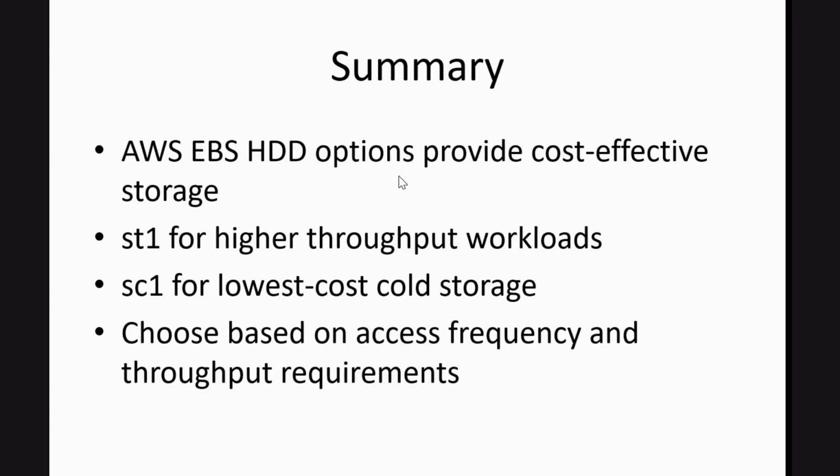Summary of what we have seen: AWS EBS HDD options provide cost-effective storage compared to SSD. ST1 is for higher throughput workloads, SC1 for lowest cost cold storage. Choose based on access frequency and throughput requirements.